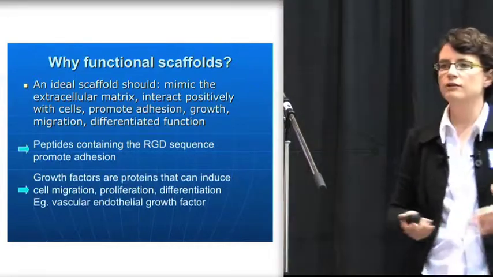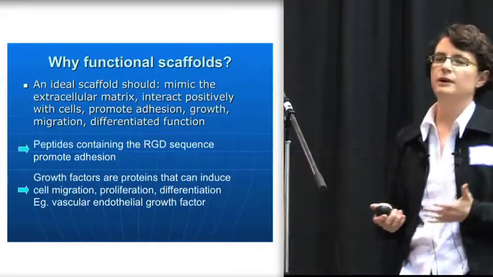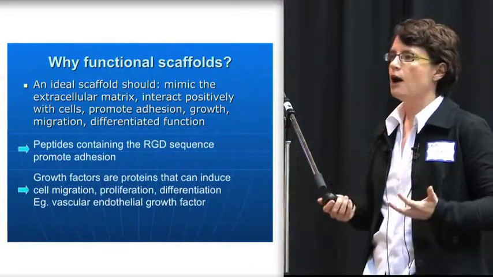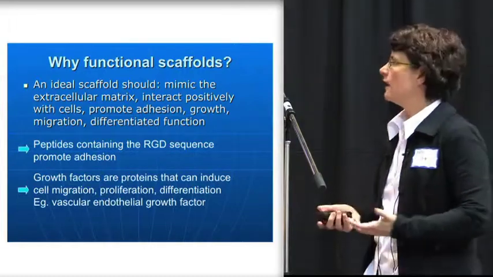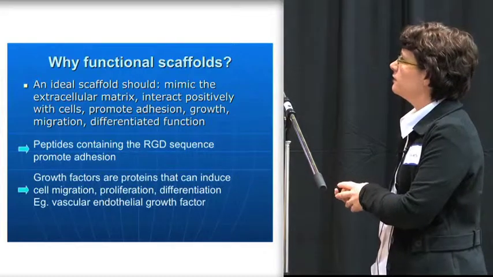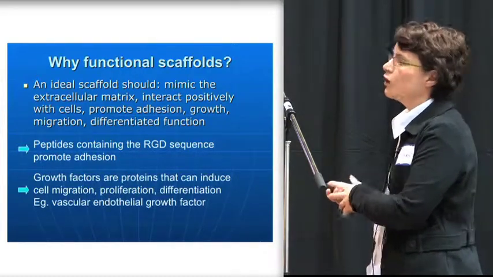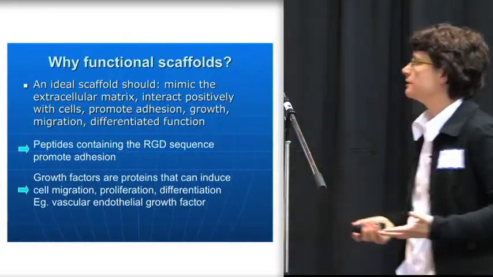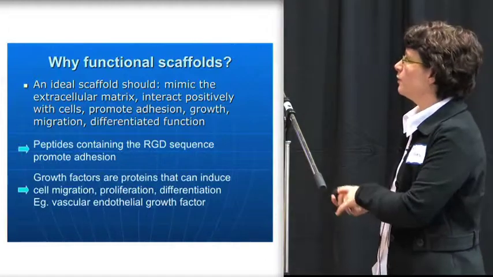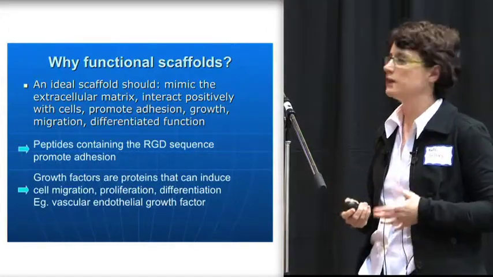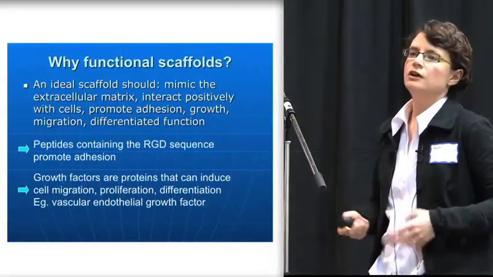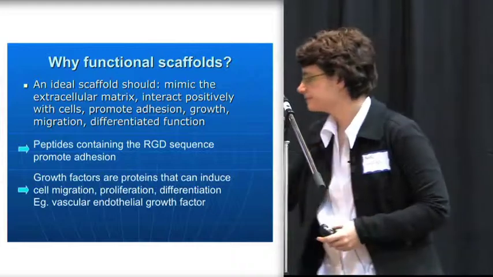So why do we care about having functional handles? I sort of alluded to this, but the ideal is that we want to have a scaffold material that will mimic as closely as possible the natural environment of the cells, which is the extracellular matrix. So as I mentioned, we want it to interact positively with the cells, promote their adhesion, their growth, and differentiation of their functions. And so there are some molecules that we can attach to our scaffolds to achieve this. So for example, peptides of certain sequences can promote the adhesion of cells, and there are also proteins that act as growth factors, which will encourage the proliferation of the cells.